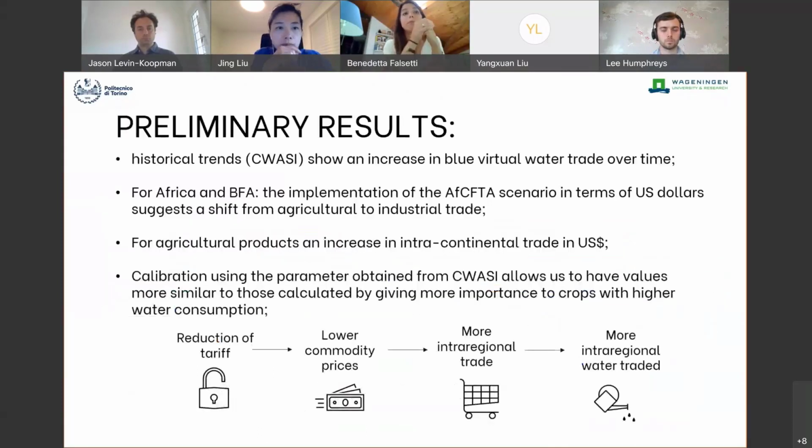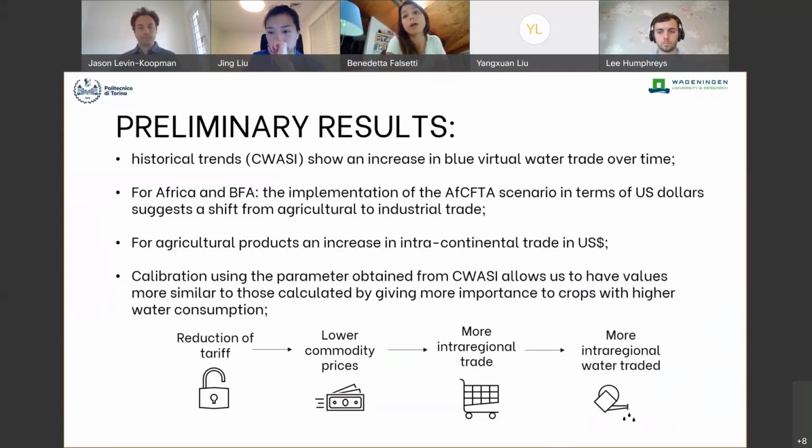So the preliminary results, because this is a work in progress, are that historical trends from Quasi show an increase in blue virtual water trade over time. And for Africa and Burkina Faso, we can say that the implementation of the policy scenario in terms of US dollars suggests a shift from agricultural to industrial trade.